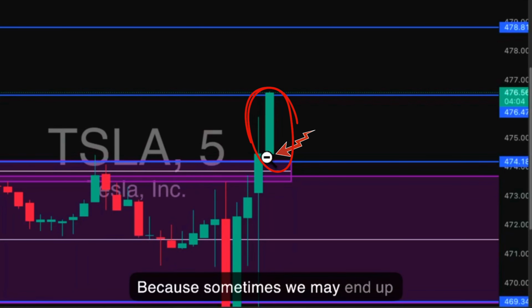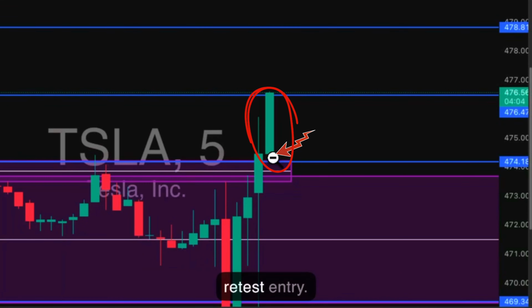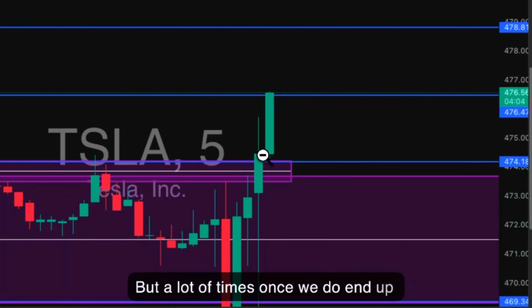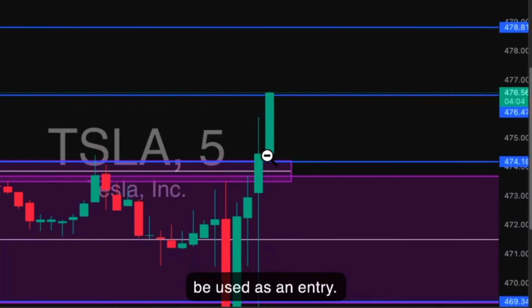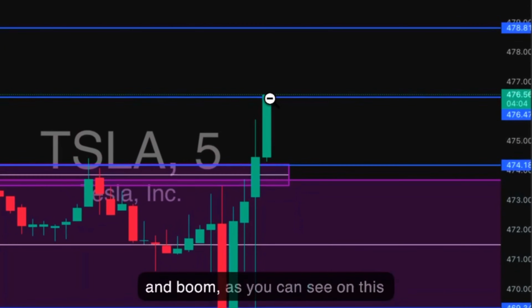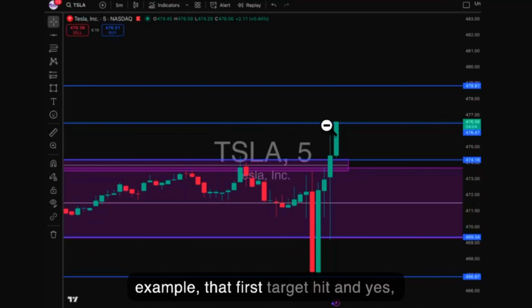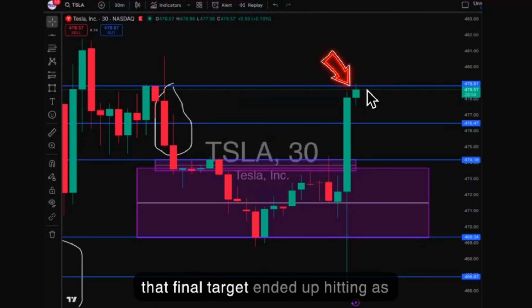Sometimes we may end up retesting, and you can use that for a retest entry. But a lot of times, once we close above and that next candle is there and we're holding, that can be used as an entry. We just have to use the stop loss, and boom. As you can see on this example, that first target hit, and that final target ended up hitting as well.